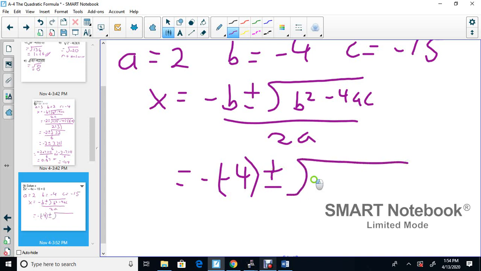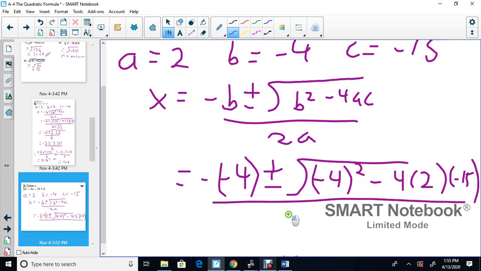The square root. This -4 has to be in a bracket squared. It's going to become positive. Okay, so it's -4 squared minus 4 times 2 times -15. Okay, all over 2, and make sure that line goes all the way across, 2 over 2.